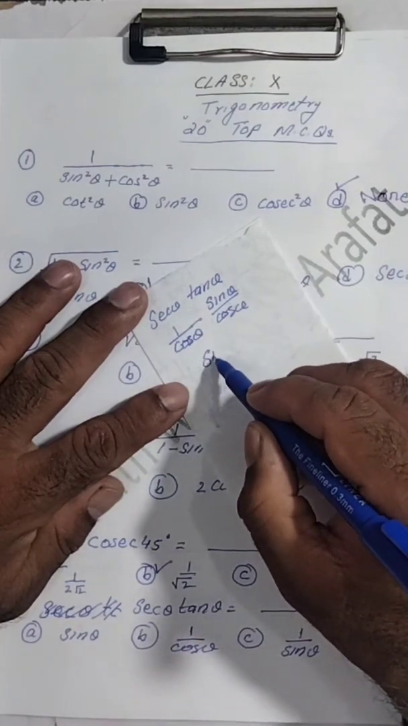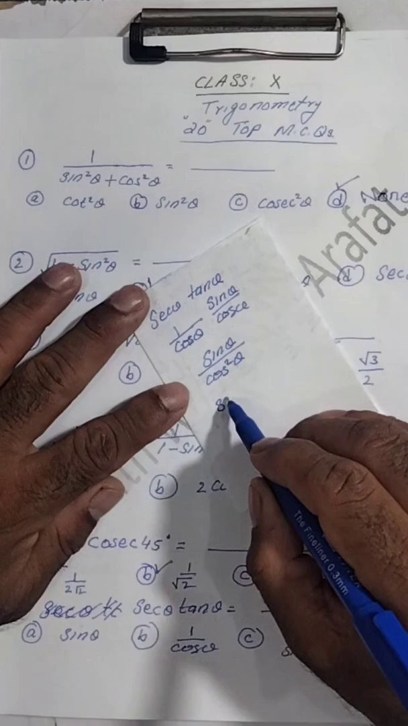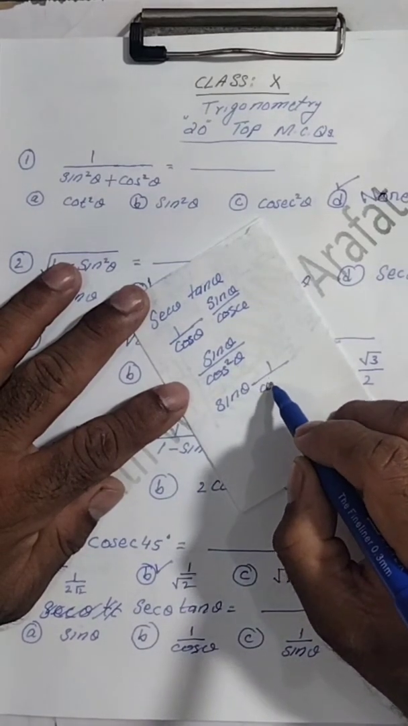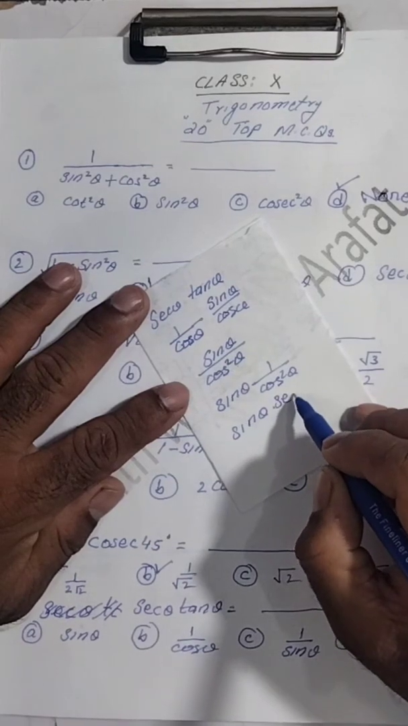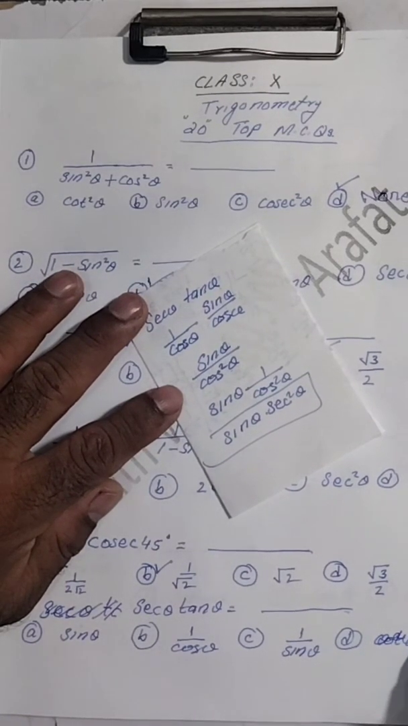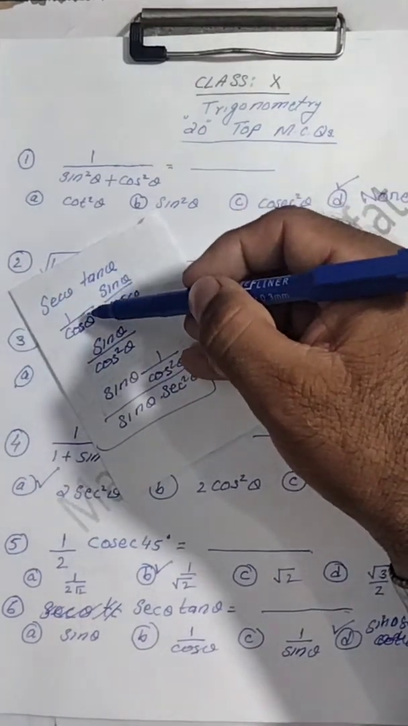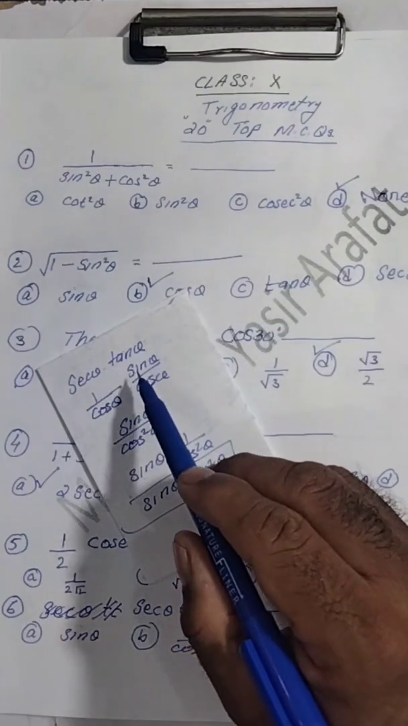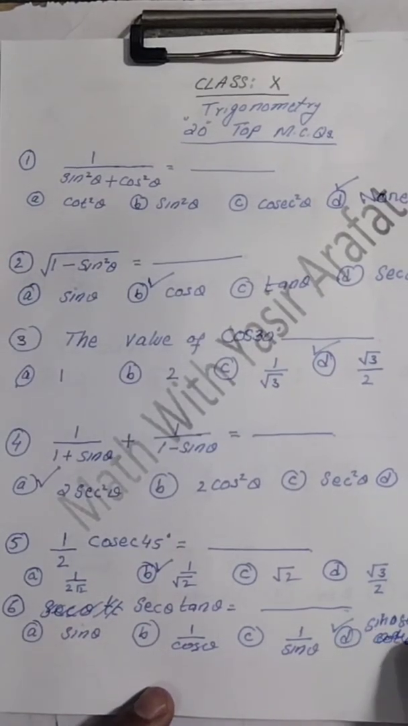So this is sin theta over cos square theta. So we can write sin theta into 1 upon cos square theta, and 1 upon cos square theta means sec square theta. So the correct option is sin theta into sec square theta. Sec theta equals 1 upon cos, tangent theta is sin upon cos. So sin is multiplied, and cos is multiplied by cos, giving cos square theta. So D is the correct option, that is sin theta into sec square theta.